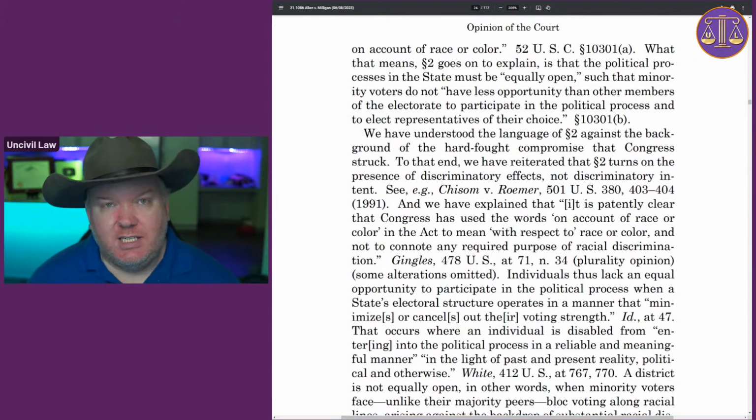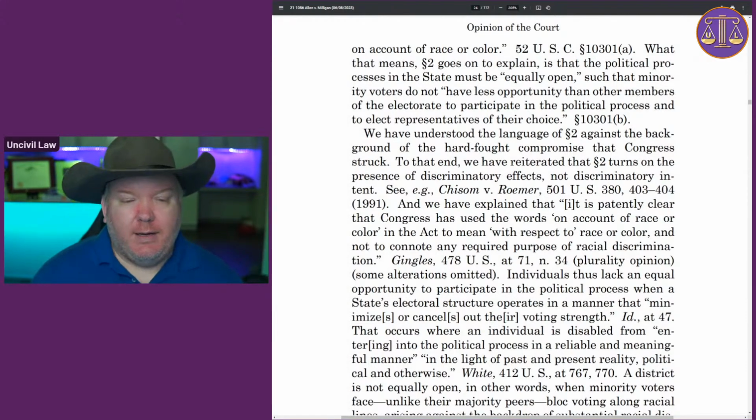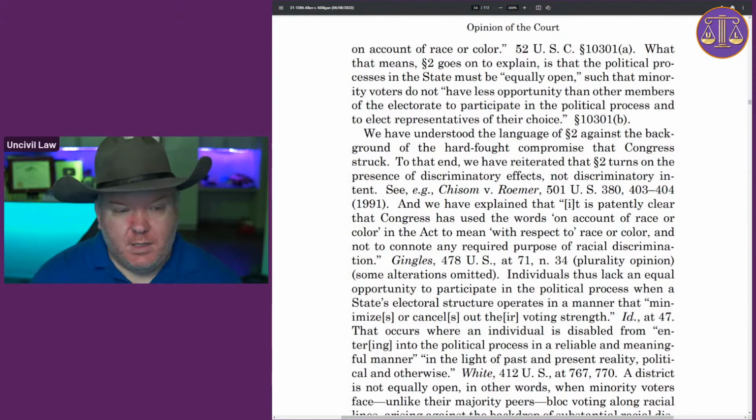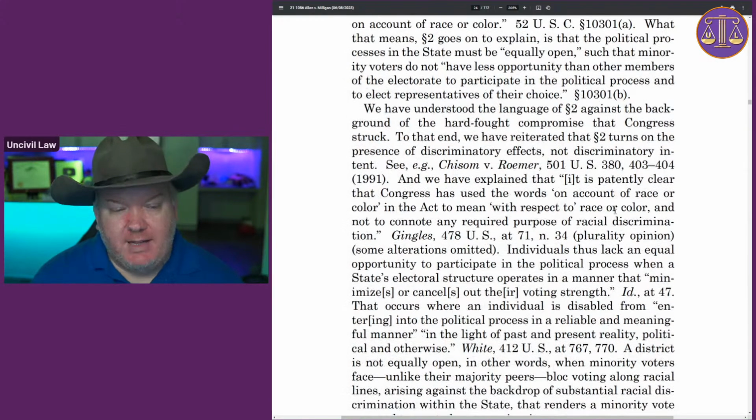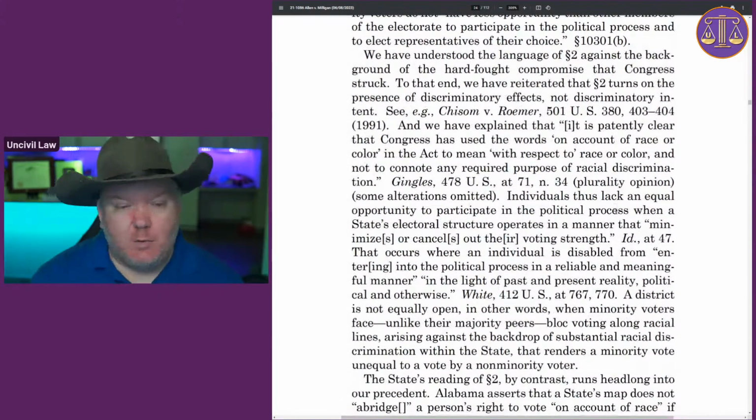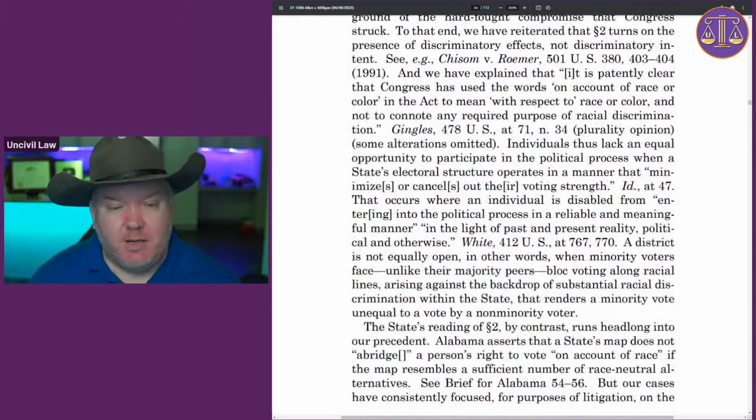Well, the new language does at least partially speak to that. That's fair enough. And we've explained that it's patently clear that Congress has used the words on account of race or color in the act to mean with respect to race or color and not to connote any required purpose.